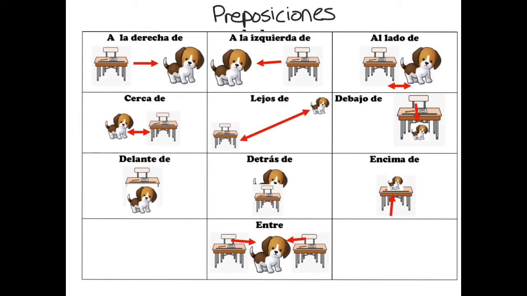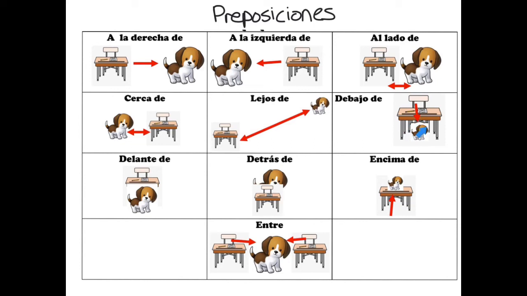Preposiciones, prepositions in Spanish. So let's take a look at these common prepositions that help us relate distance for things. So we've got a la derecha de, to the right of. So the puppy is to the right of the desk, a la derecha de. To the left of, a la izquierda de. Next to, al lado de. Close to, cerca de. Lejos de, far from.